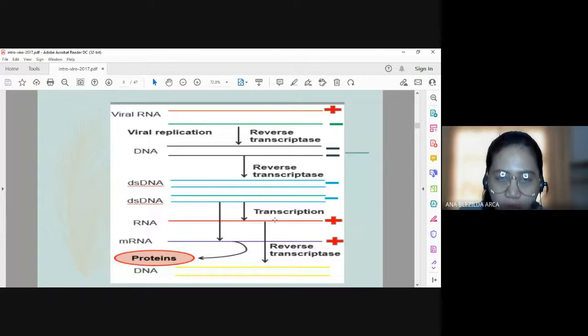And then if you're going to expose this RNA to a reverse transcriptase, gagawa na naman siya ng bagong DNA. So nakagawa na siya ng DNA niya, di ba? From an RNA, nakagawa siya ng sarili niyang DNA. Plus, from the DNA, diretso gagawa siya ng sarili niyang protein with the help of the mRNA. Okay, so ito yung goal ng mga virus nyo. Gagawa siya ng genome niya, plus gagawa siya ng protein niya para mag-cause siya ng infection sa mundo.